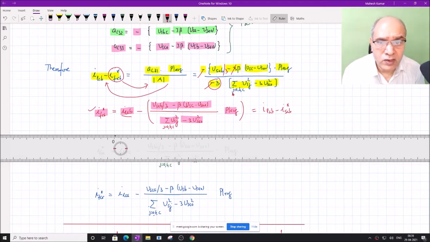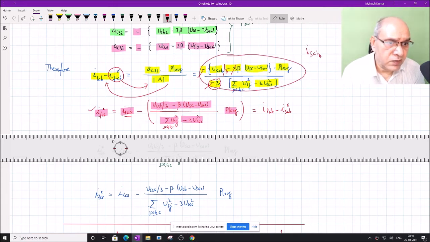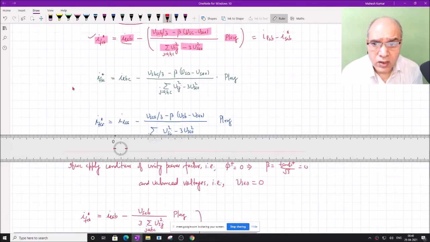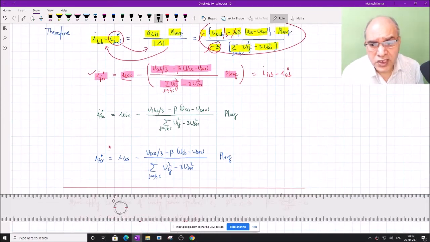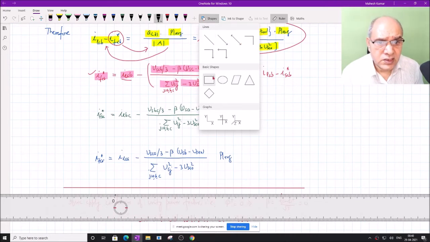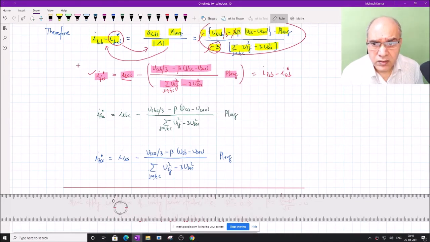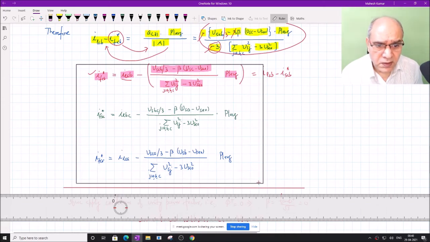So this whole term is equivalent to ISAB star. This whole thing is basically ISAB star equivalently. Okay, and therefore for the second phase as well we can write that the currents between point B to C and C to A are given as a similar expression, except that we have the update of the subscript.